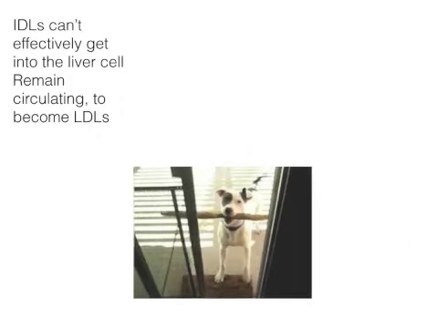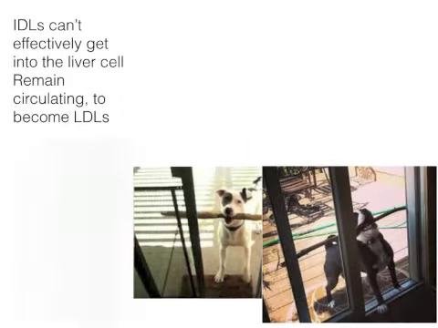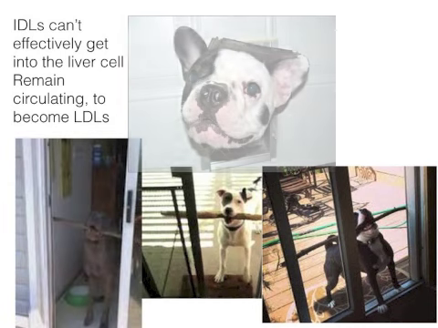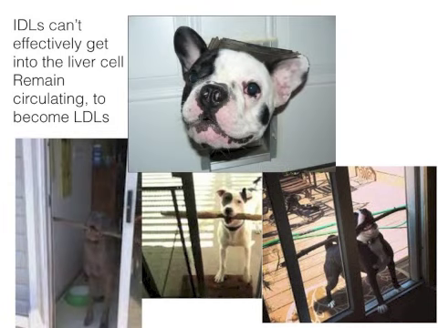Those IDLs that can't effectively get into the liver cell remain in circulation, and as they give off their lipids, become smaller and smaller to become LDLs. Those LDLs that can't get into the liver cells by endocytosis also remain in circulation. They give off their lipids and they become smaller and smaller as well. This is a problem, and we'll see that later.